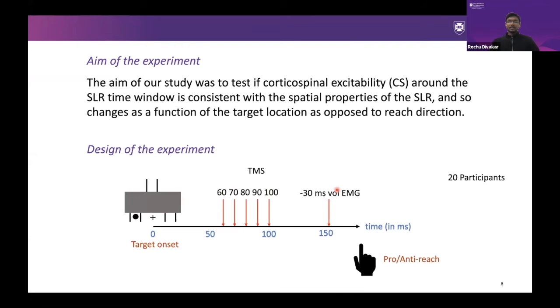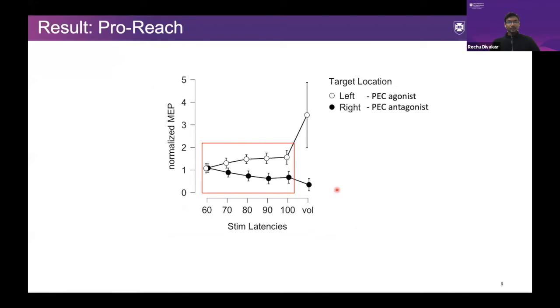And we also had trials in which no TMS was delivered, so as to measure the activity of the muscle in the absence of TMS. Now, if you look at the results, for the pro reaches, we saw that from 70 milliseconds onwards, the MEPs were enhanced when the pec muscle was the agonist and inhibited when the pec was the antagonist. A Bayesian ANOVA confirmed this by providing strong evidence to indicate that the MEP amplitudes depended on the interaction between stimulation latencies and target location.